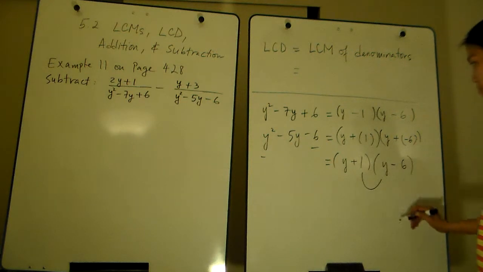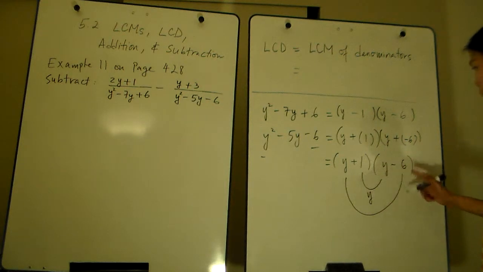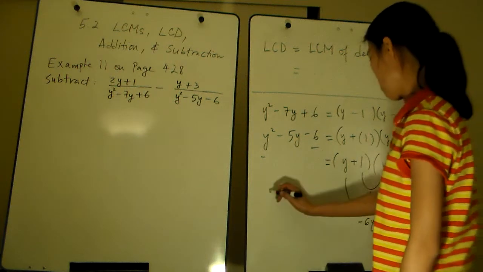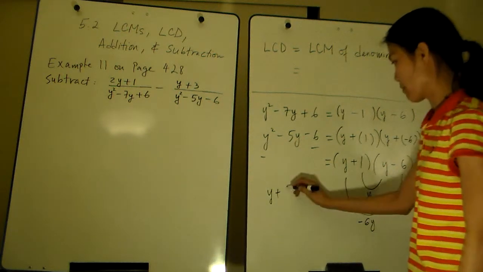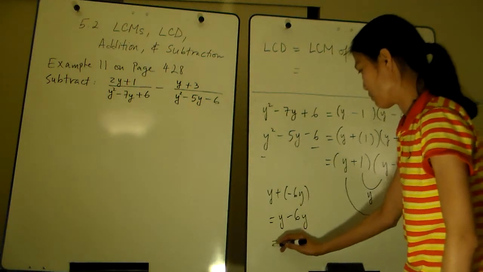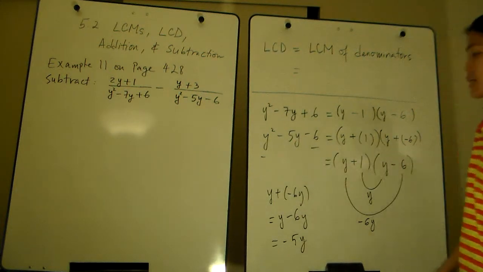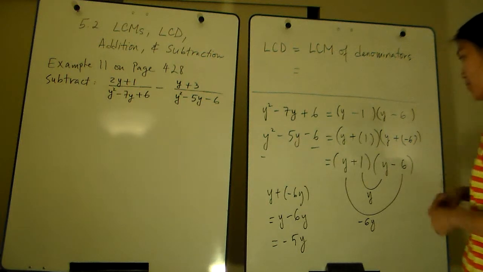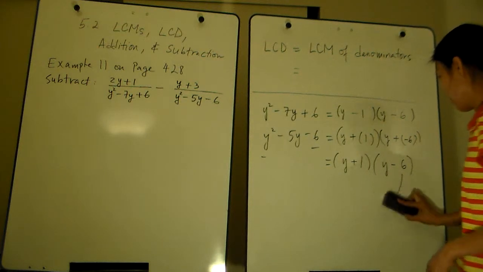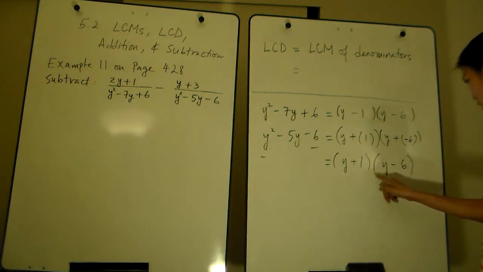You take this, you multiply, you get 1 times y is y. You take this, you multiply this. y times negative 6 is negative 6y. You add them up. So y plus negative 6y is equal to y subtract 6y, simplify to negative 5y. Yep. So we got the middle term. So we know that we have factored out correctly. Alright, so this trinomial can be factored to y plus 1 and y minus 6.